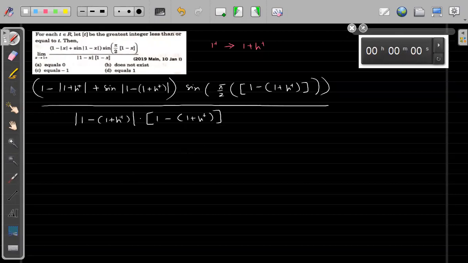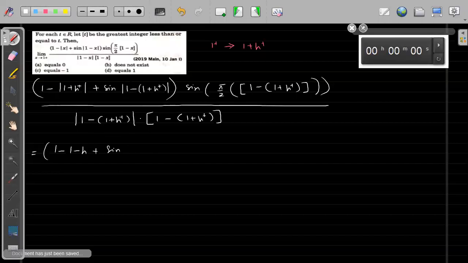I am writing this separately for each term. However, you can directly write; you do not have to write this whole step. You can directly write in the question itself. So now this modulus will not make any difference because anyways it is positive. So I will simply write 1 minus 1 minus h plus, or we do not even have to write h plus because I already know h is 0 plus. This is plus sine of modulus of whatever it will be.